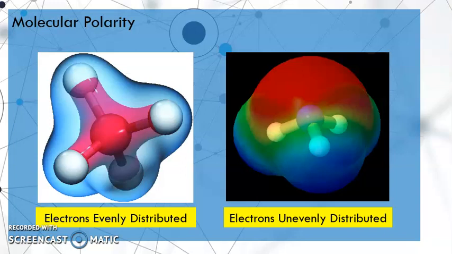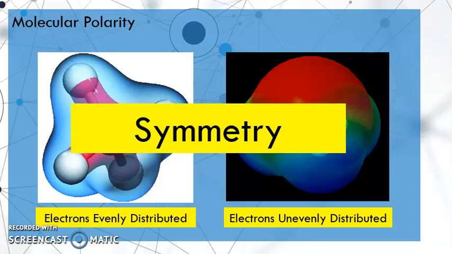So what creates this either even or uneven distribution? Well, that would be symmetry. Whether or not the molecule is symmetrical in shape or non-symmetrical in shape will determine whether or not the individual bonds cancel out in their little tug of war.